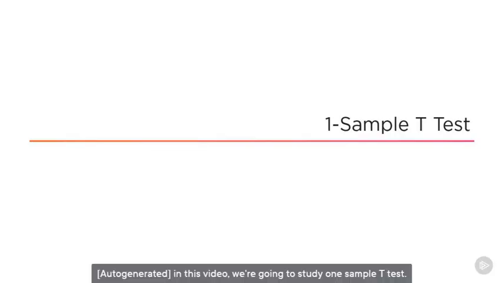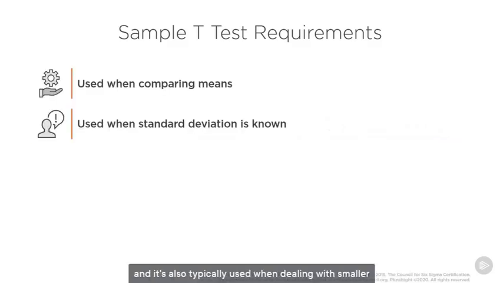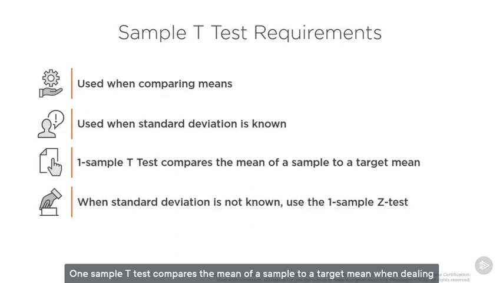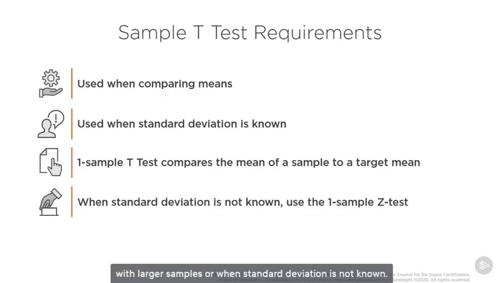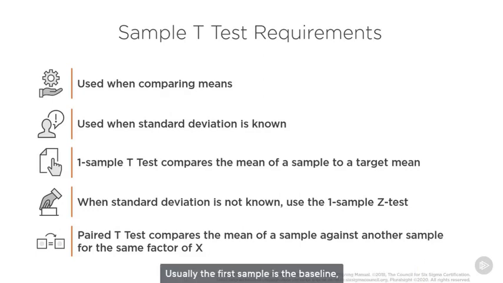In this video, we're going to study the one-sample t-test. Let's get to know the one-sample t-test, also known as the paired t-test. It is used when comparing means, and it's also typically used when dealing with smaller samples or when standard deviation is known. One-sample t-test compares the mean of a sample to a target mean. When dealing with larger samples or when standard deviation is not known, use the one-sample z-test. Paired t-test compares the mean of a sample against the mean of another sample for the same factor of x. Usually, the first sample is the baseline and the second sample is taken after a change is made. The test is run to see if the change made a difference.